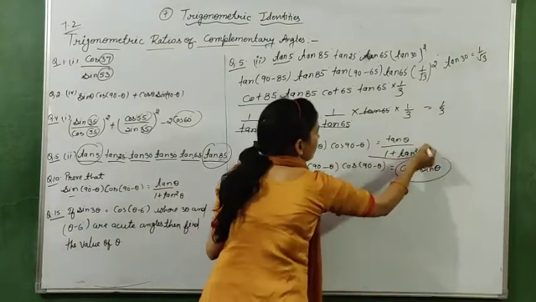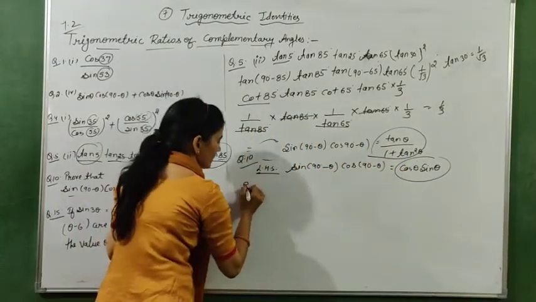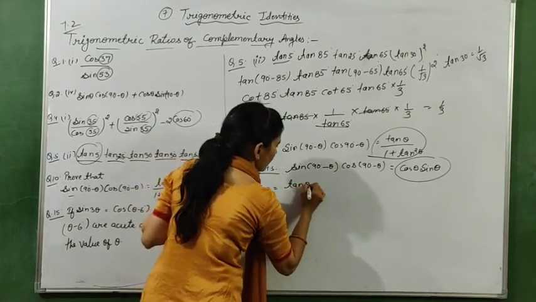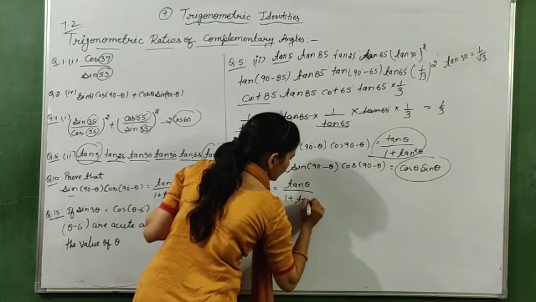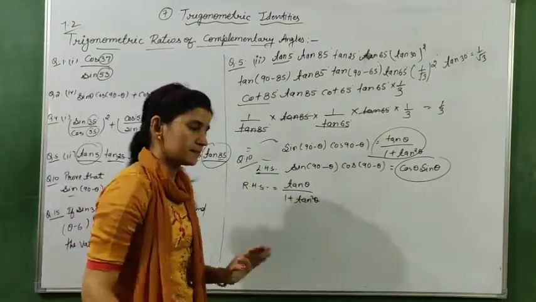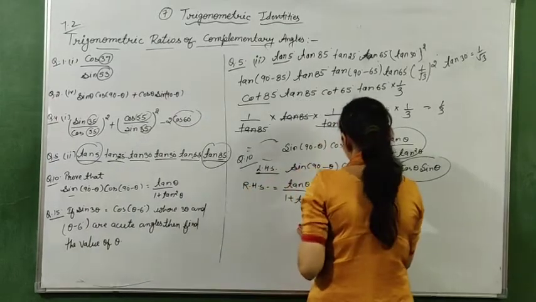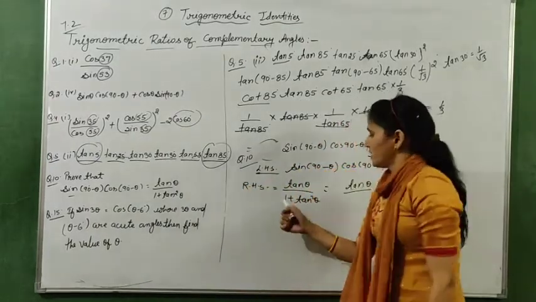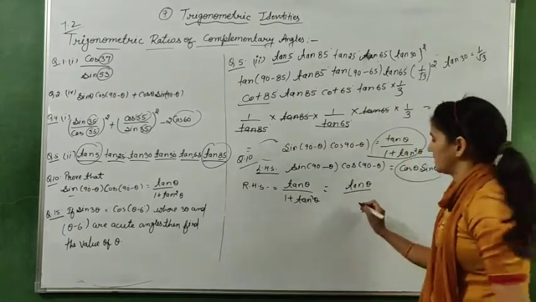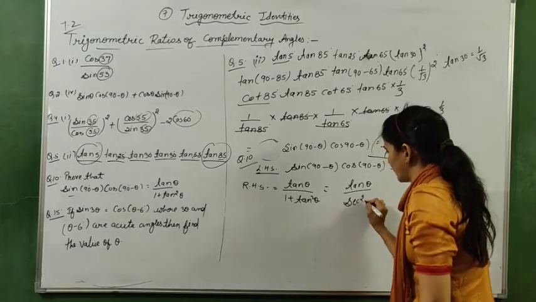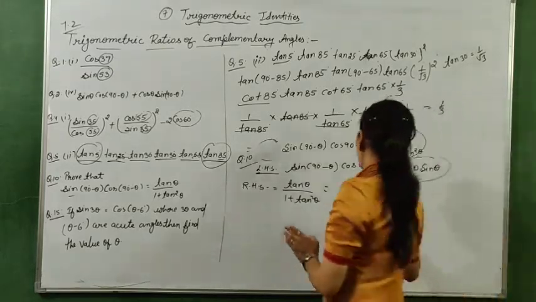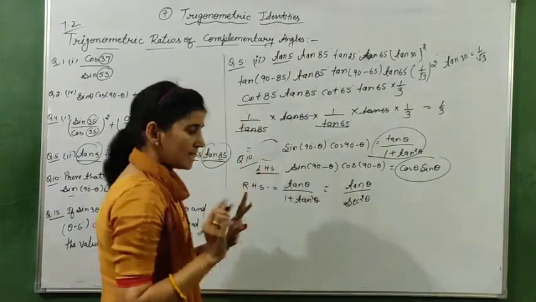Now we will solve our right hand side. Right hand side is tan theta upon 1 plus tan square theta. We have to change tan into sin and cos terms. Students, remember our trigonometric identities: 1 plus tan square theta is equal to sec square theta. Now this is equal to tan theta upon sec square theta.